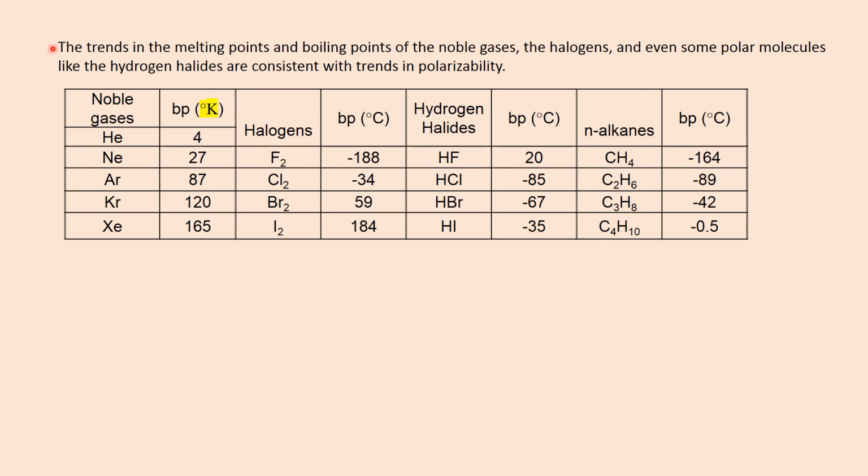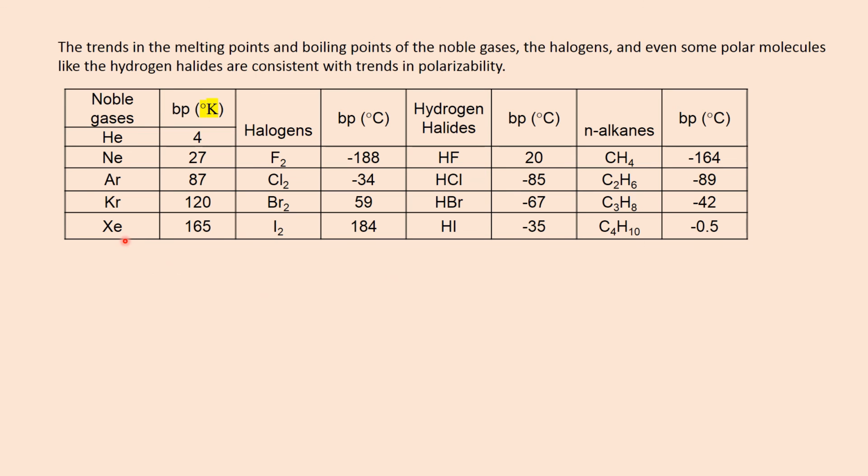We're going to see here that the trends in melting points and boiling points of the noble gases and the halogens and even some of the hydrogen halides are consistent with trends in polarizability. So what do I mean by that? Well, take a look at the noble gases first. As we go from larger noble gases like xenon down to smaller noble gases, we notice that the boiling point is decreasing.